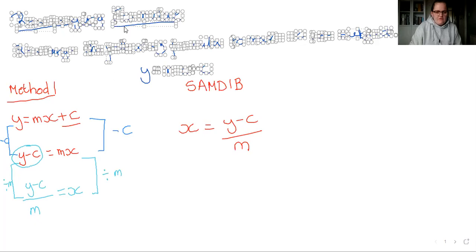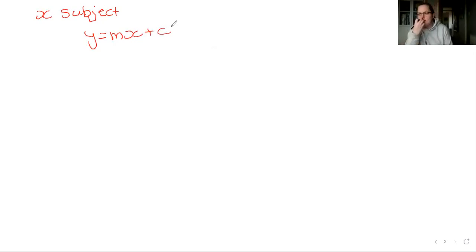So let's just write the equation up again. We want x as subject, and our equation is y equals mx plus c. Now, another way we can look at it, and some people find this really helpful, or don't find it helpful at all, so it's up to you which method you'd rather use. Some people look at it as layers.